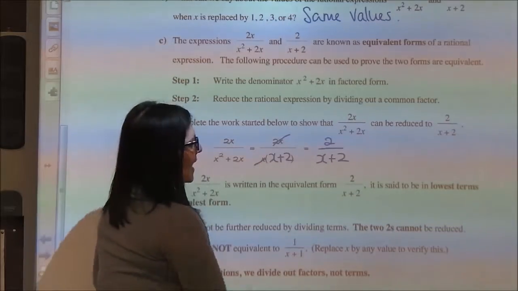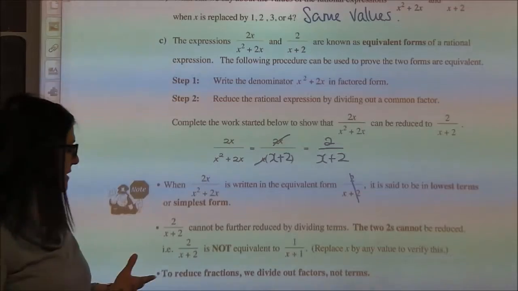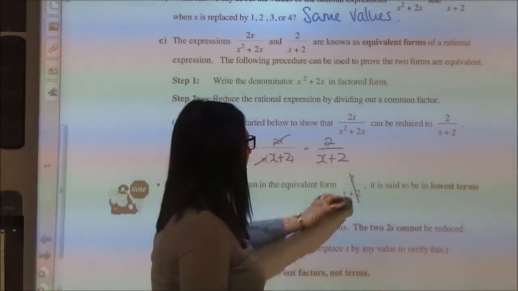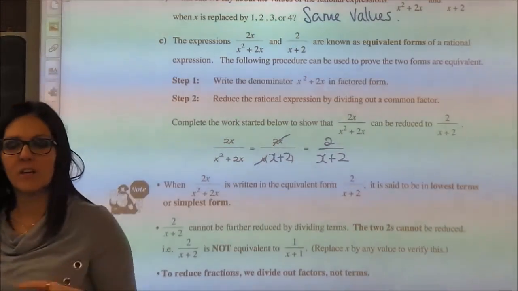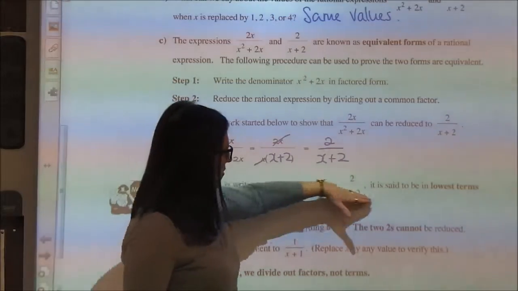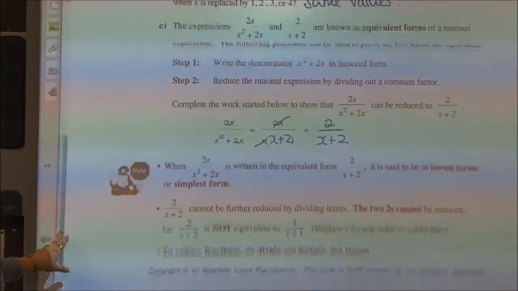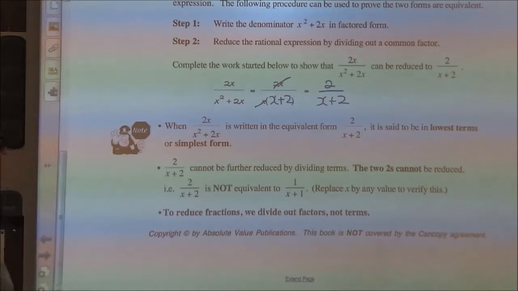At this point, I cannot cross the 2's out because I have to eliminate common factors, not common terms. The 2 in the denominator is attached to the x. So because it's attached to the x, I can only cancel out the factor of x plus 2. Okay? That's an important part right here. We divide out factors, we do not divide out terms.